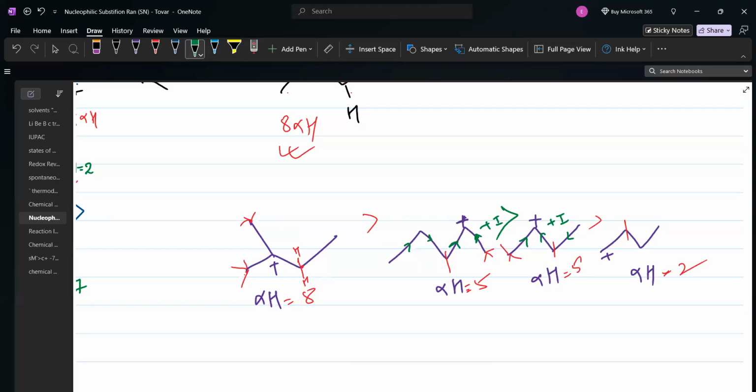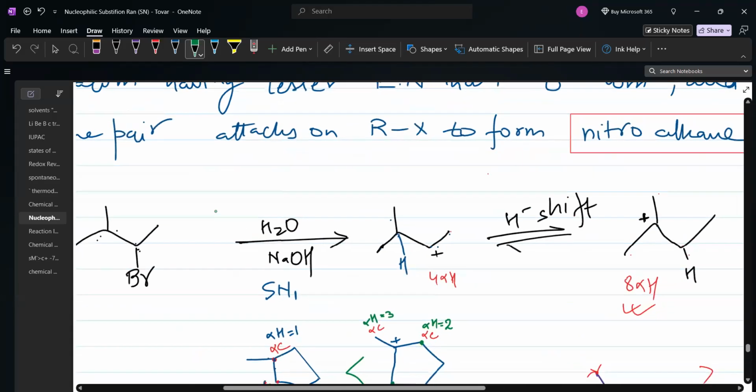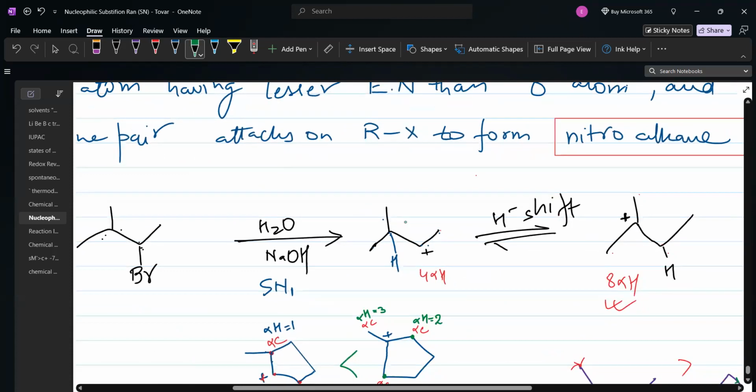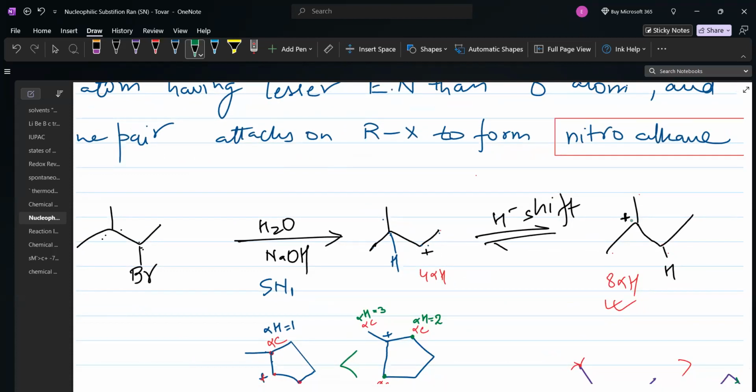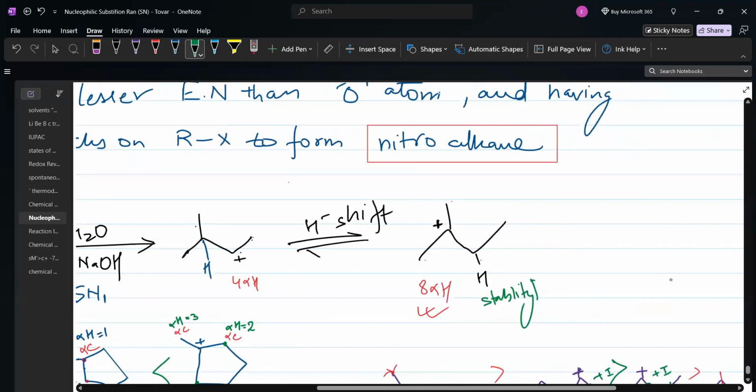Haan ji. Yes, sir. So in this reaction, what we were seeing is we are getting positive charge here, but it will shift to positive here. The carbocation has been shifted, the positive charge has been shifted because of hydride shift. So hydrogen has been shifted here, and this is only possible because stability has been increased. That is why we are getting this component.